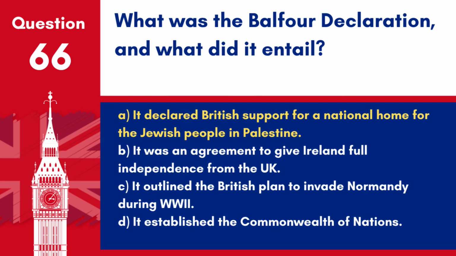Answer A. It declared British support for a national home for the Jewish people in Palestine. The Balfour Declaration of 1917 was a letter from British Foreign Secretary Arthur Balfour to Baron Rothschild, expressing the British government's support for a Jewish homeland in Palestine, while also stating that nothing should undermine the civil and religious rights of existing non-Jewish communities.